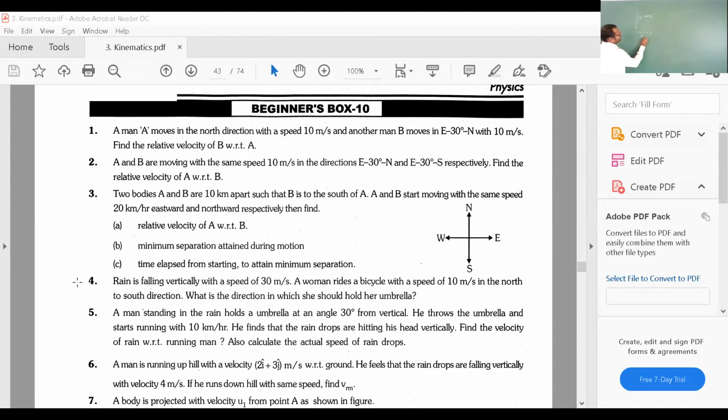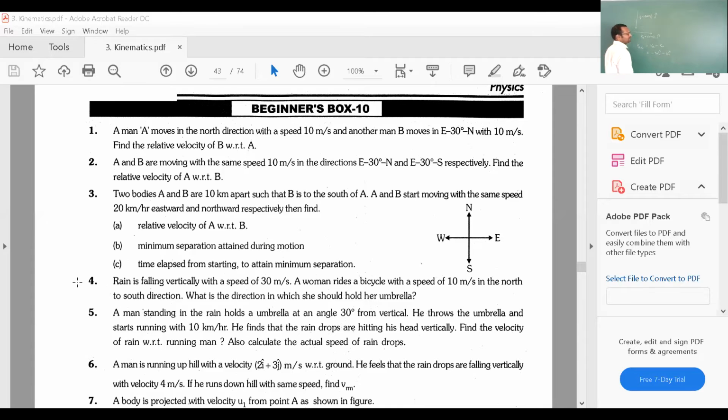The velocity of the woman is 10 meter per second in the north direction, and north means the positive axis. Now, what are they asking? In what direction does she have to hold her umbrella? The velocity of woman is along i cap and the velocity of rain is along minus j cap. So the velocity of rain with respect to the woman is the velocity of rain minus the velocity of woman, which is minus 30 j cap minus 10 i cap.